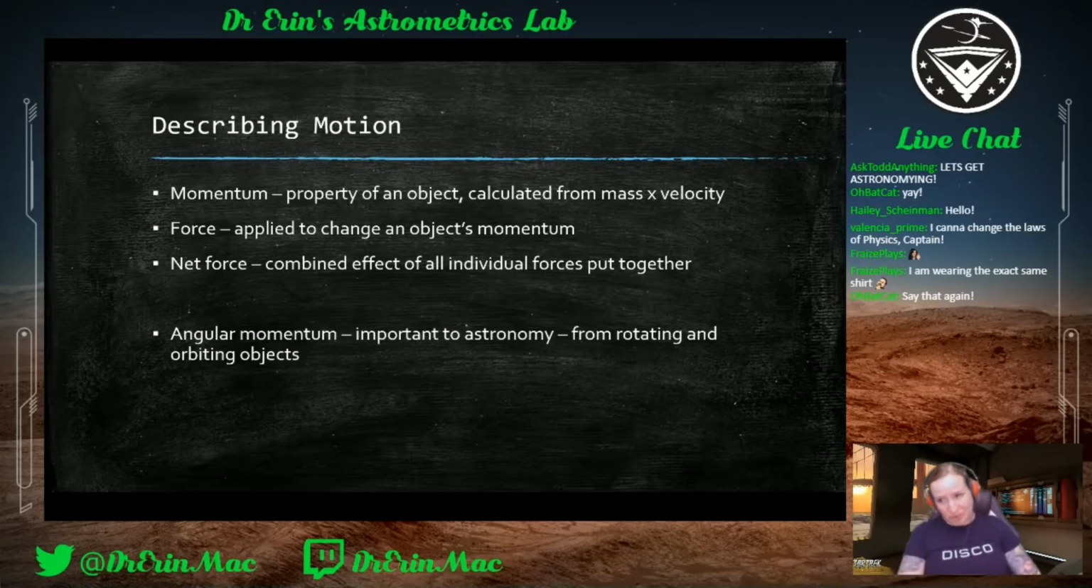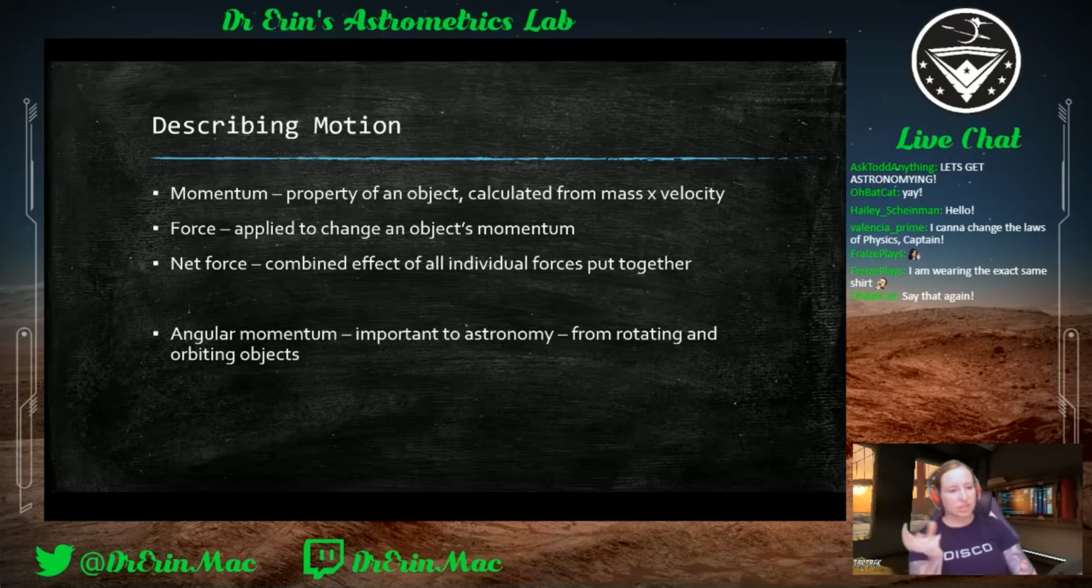Now, angular momentum is very important to astronomy. I don't want to dwell on it too much because we can really go down a rabbit hole. When I teach angular momentum in Physics 101, we usually spend a week, just a few classes, just trying to teach angular momentum. A lot of it's pretty intuitive. The big thing to remember is that angular momentum is just the momentum from a rotating or an orbiting object.